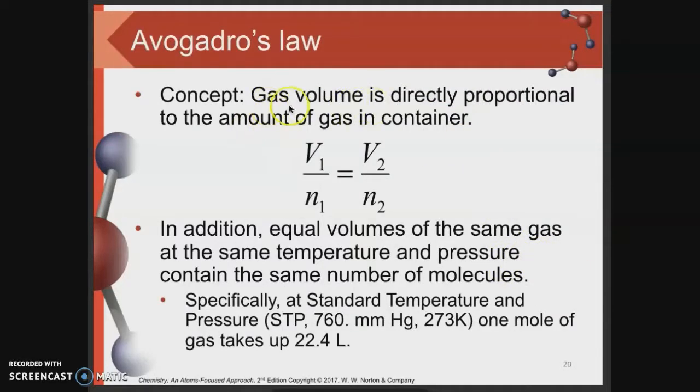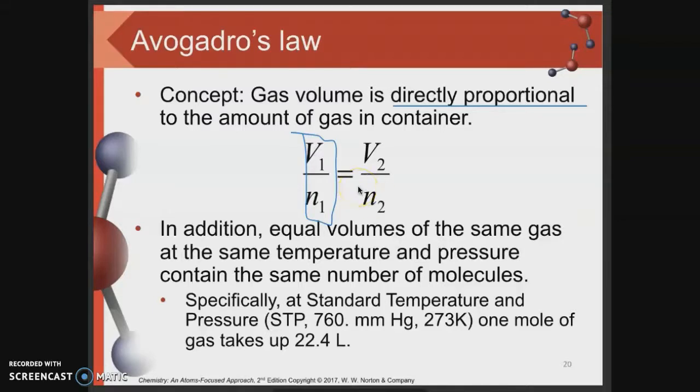Avogadro's law says that the volume of gas is directly proportional to the amount of gas that is in that container. So what we have there, again, direct proportionality, we see division. Volume divided by moles on each side of the equation. Now, there's a lot of cool things about Avogadro's law. Avogadro's law tells us that it doesn't matter what the gas is, the volume of the gas is directly related to the number of moles of gas that are there. And that's a really cool kind of phenomenon.